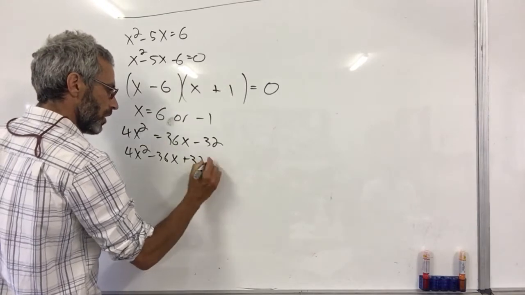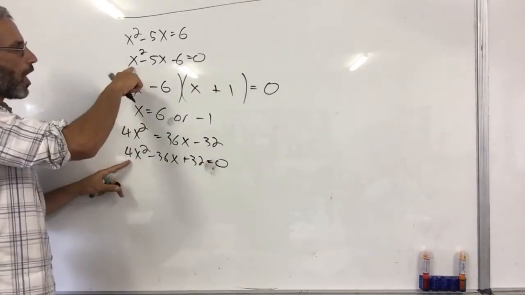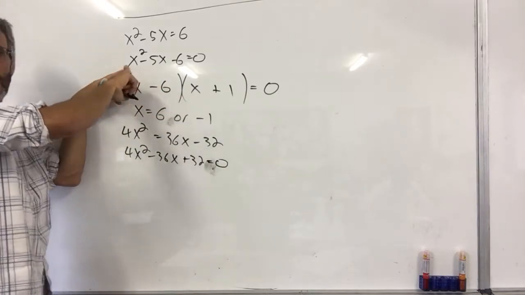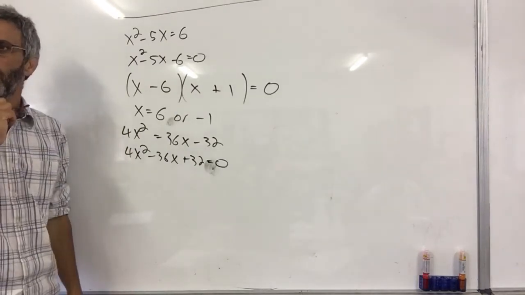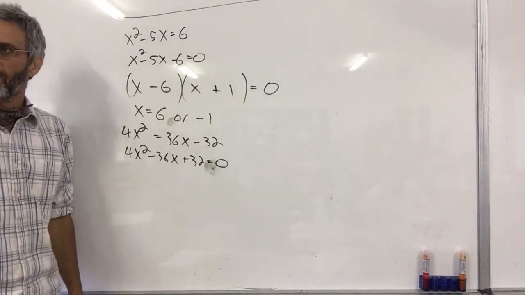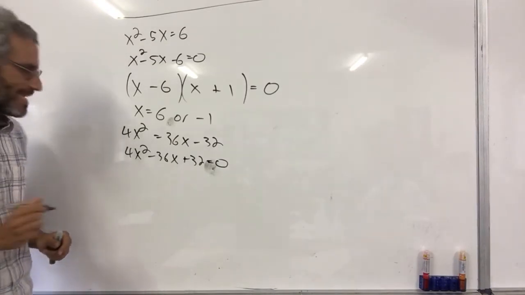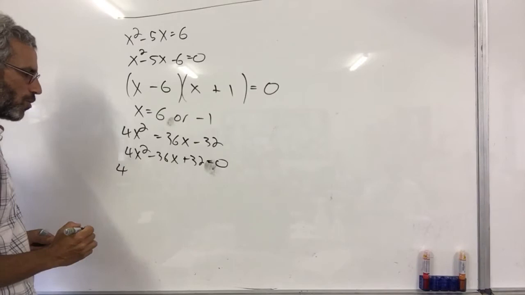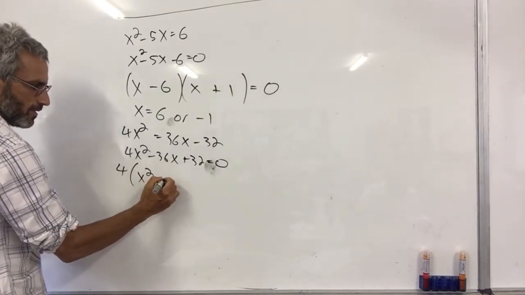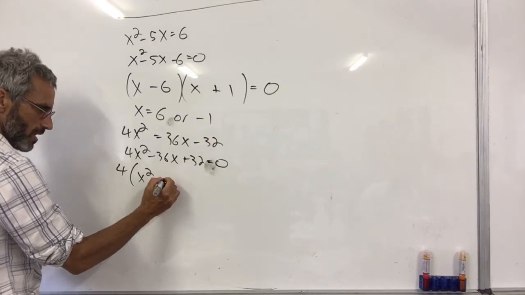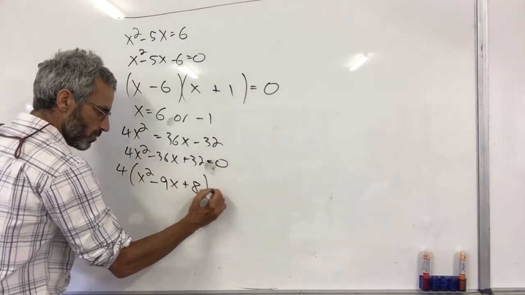Okay, now I've got a problem. I can't factorize it straight away, because I only factorized it like that when there were no numbers next to the x squared. Now I have a number. What should I do, Finn? Get a common factor. What's the common factor here? 4. Luckily, I can take out the 4, and then I'm going to write x squared minus 9x plus 8 equals 0.